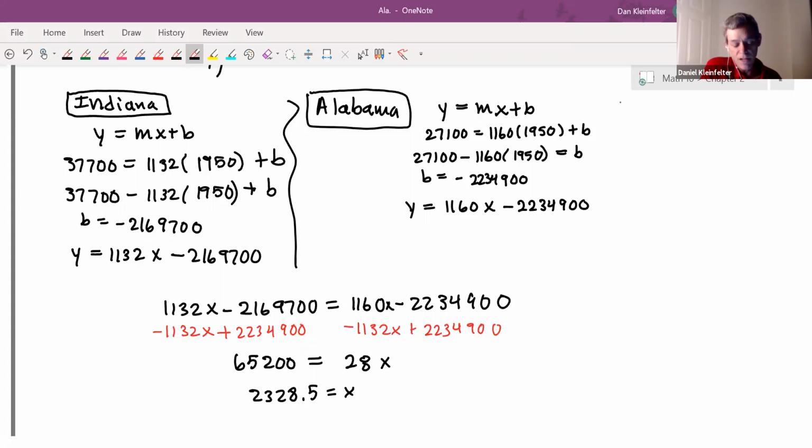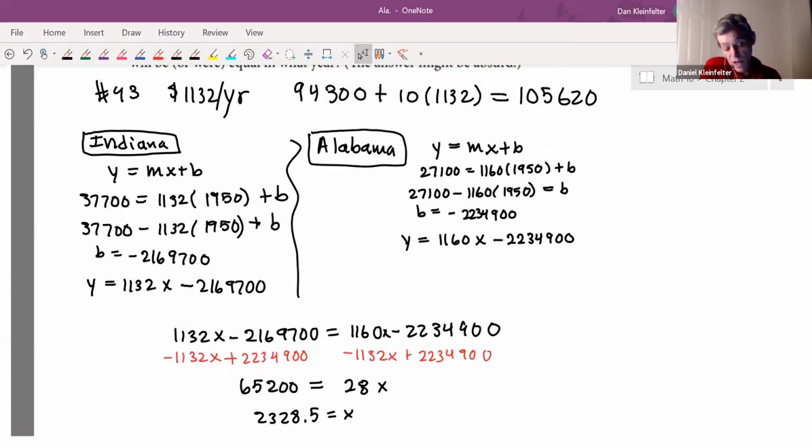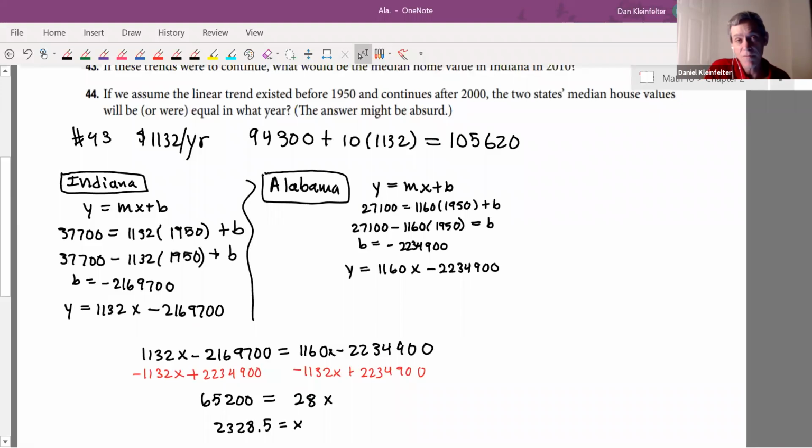So in a couple of hundred years, the home values will be the same. Fortunately, in the problem, they tell us the answer might be absurd. So I don't know how good our linear model may be going that far into the future. But that's what we got, though. So anyhow, that does it for this example. And we will continue working on section 2.3 in our next video.